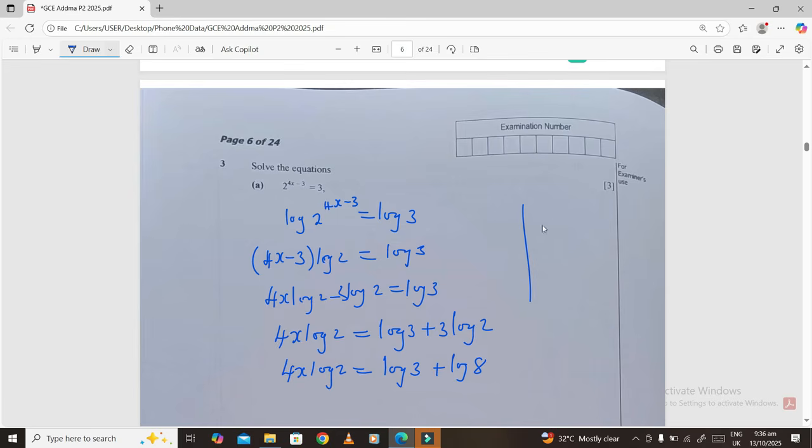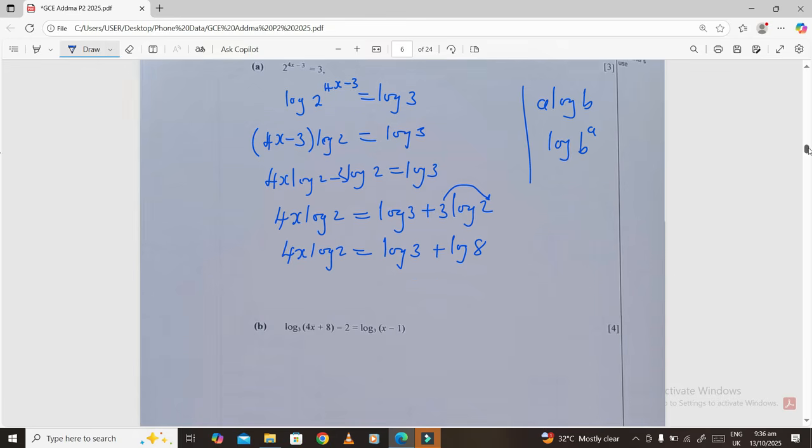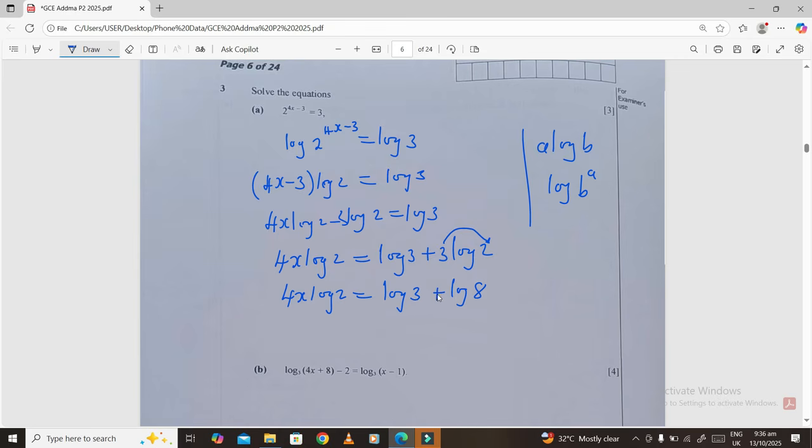So let me show you something. When you've got log of a b, this would be a log of b power a. So that's why this 2 has come here as a power, 3 as a power. So it will be 2 power 3, which will give us 8. That's how this 8 is coming about. Again, here there is the property of log, which says that addition changes to multiplication. So this will be 4x log of 2, which is equal to log of 24. Because 3 times 8 will give us a 24.